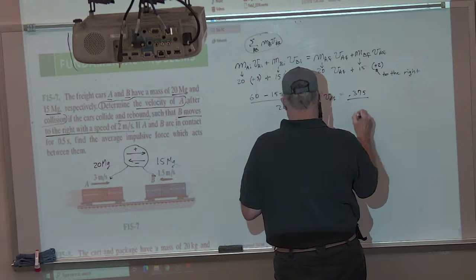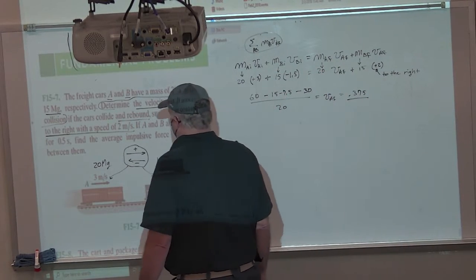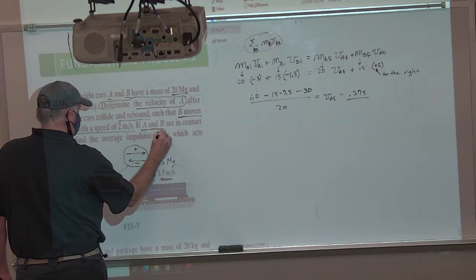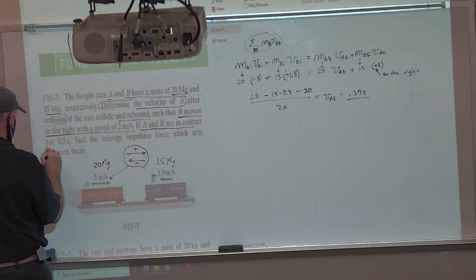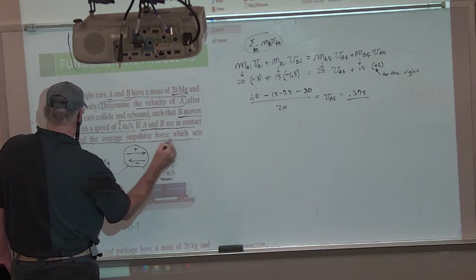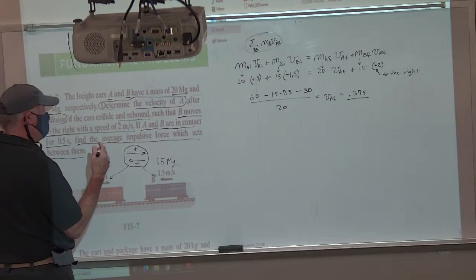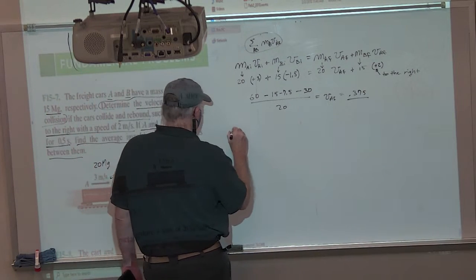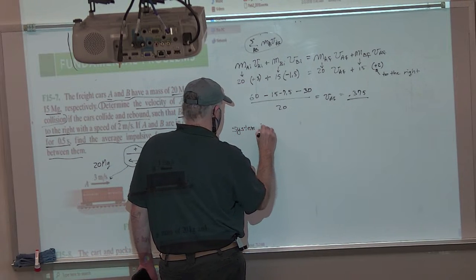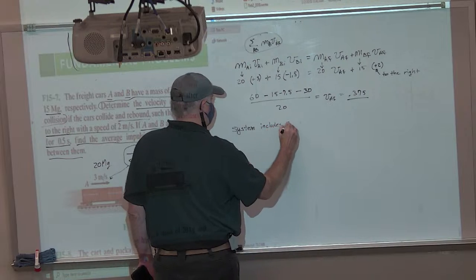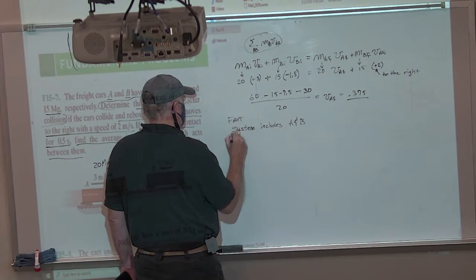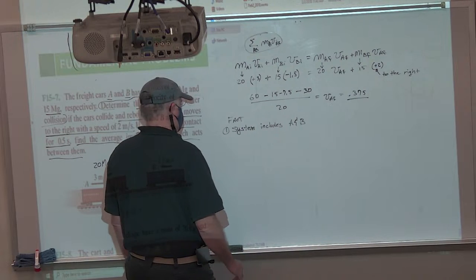0.375. We can check the answer in the back of the book in a second. Now it says, this is an interesting thing. If A and B are in contact for 0.5 seconds, find the average impulse force which acts between them. Okay. Let's first say the system includes A and B. Okay, so let's list a few facts. One, system includes A and B.